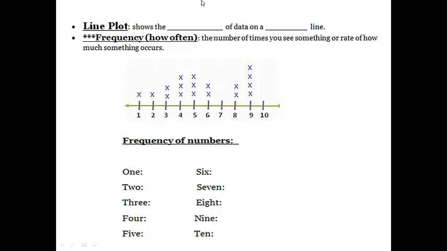Next, line plot. It shows the frequency of data on a number line. Now, frequency is a funky word, so we went ahead and put you a definition, and frequency, all it means is how often. It's the number of times you see something or rate of how much something occurs. I have a feeling we've seen this before. So frequency, remember, is how often, how many times, basically, how many times of a number.